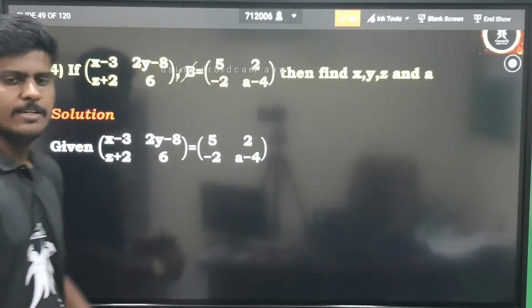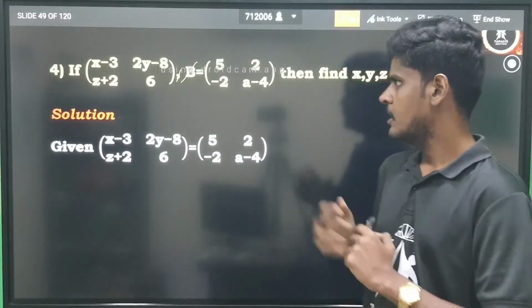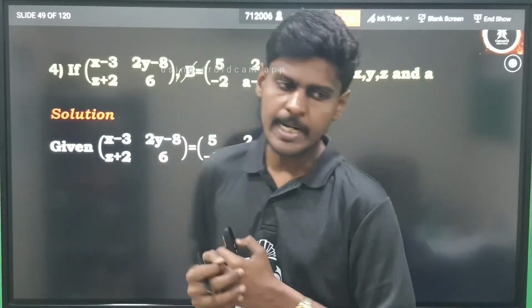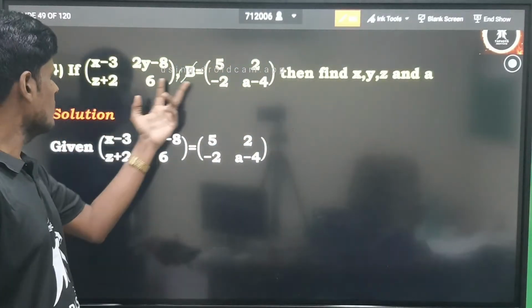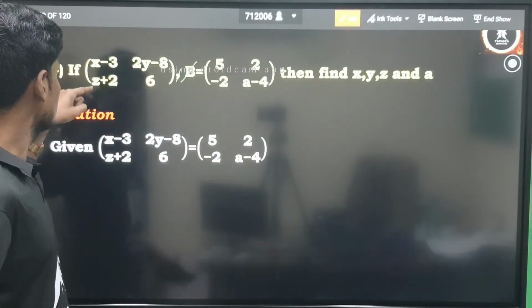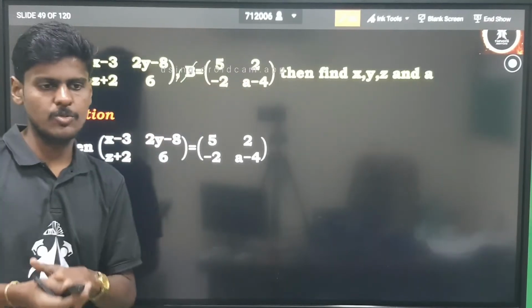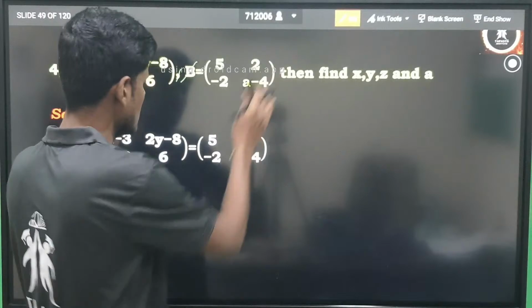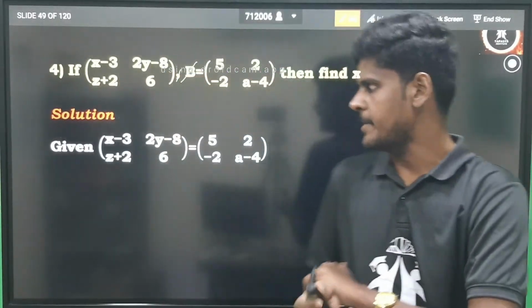Now what is the condition? The first step is to identify the order of both the matrices. If the order is the same, only then we can equate the matrices. Now what is the order of this matrix? There are 2 rows and 2 columns. This matrix also has 2 rows and 2 columns. As the order of both matrices is the same, we can equate the elements.